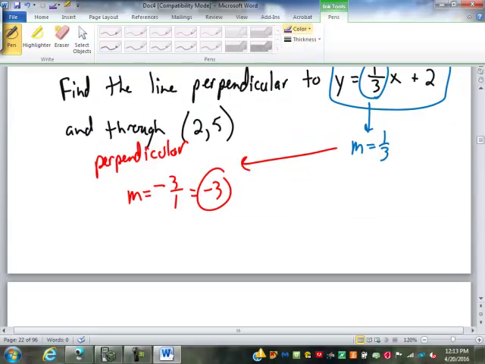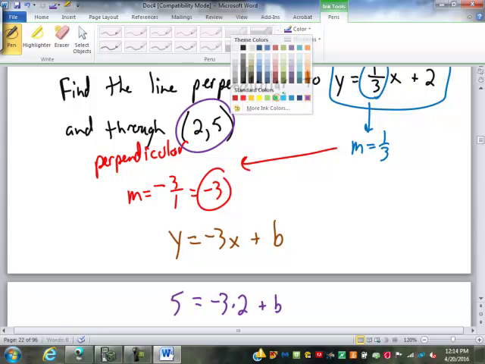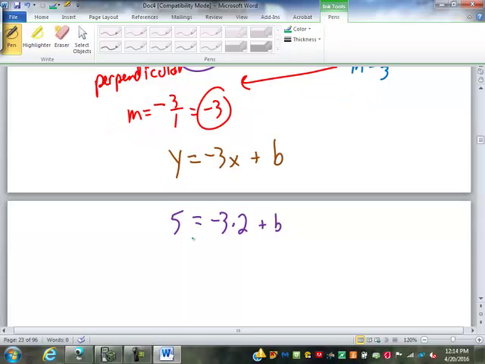So back to our generic form, y equals mx plus b. It's going to be y equals -3x plus b. And we will use our point here, the 2, 5, to find b. Well, y is going to be the 5, equals -3 times x will be the 2, plus b. So now we're going to solve. -3 times 2 is -6, plus b.